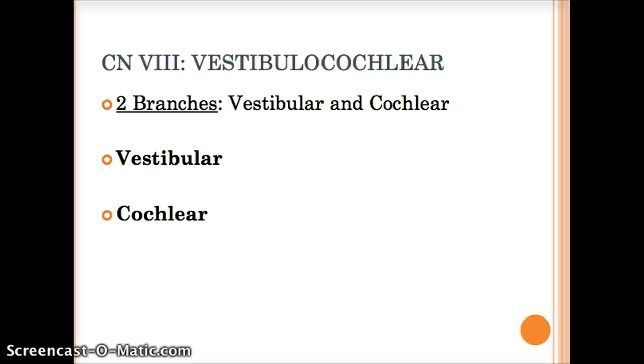Okay, so cranial nerve 8, this is the vestibular cochlear, also called the auditory nerve, and there's two branches, the vestibular branch and the cochlear branch. The vestibular branch, these fibers innervate the semicircular canals in your ear, and it transmits balance information. The cochlear portion innervates inner hair cells in the cochlea, and so this is transmitting auditory information. Okay, so vestibular, think balance, cochlear, think hearing.